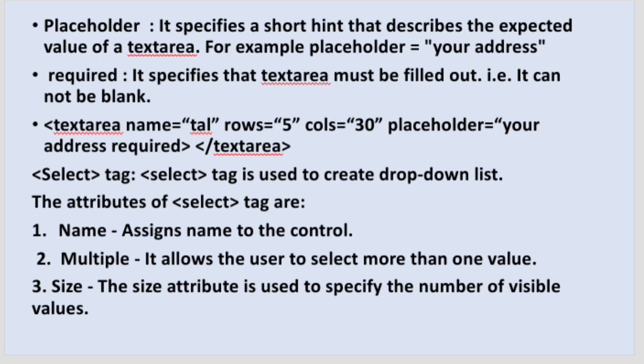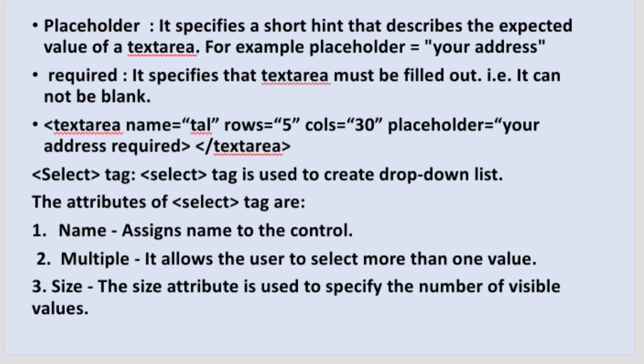Text area: how to use the text area tag in a form. Angular bracket open textarea name is equal to tal, rows 5, cols 30, placeholder your address, required, angular bracket close and textarea tag close. So it will be displayed as your address, and the text box will be displayed with 5 rows and 30 cols.